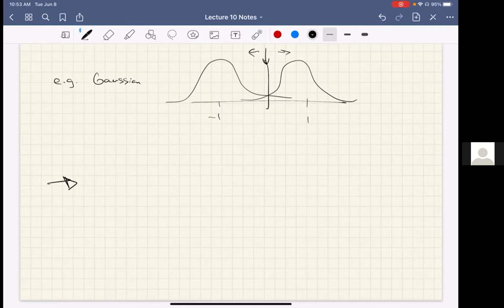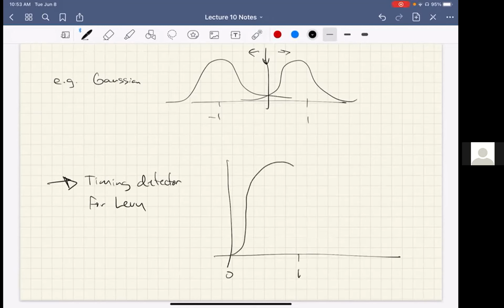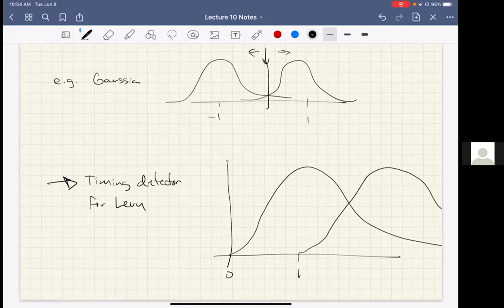So the timing detector for the Levy distribution will look a bit like this. Starting at 0, and starting at 1, the Levy distribution will look a little like this. So there's where it crosses over, so there's like a threshold here. Everything to the left here, I would pick the bit is 0, and everything to the right here, I would pick the bit is 1.